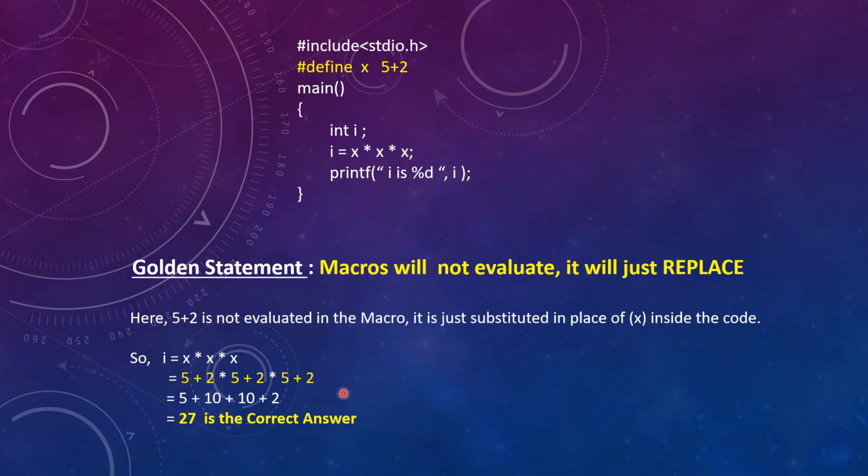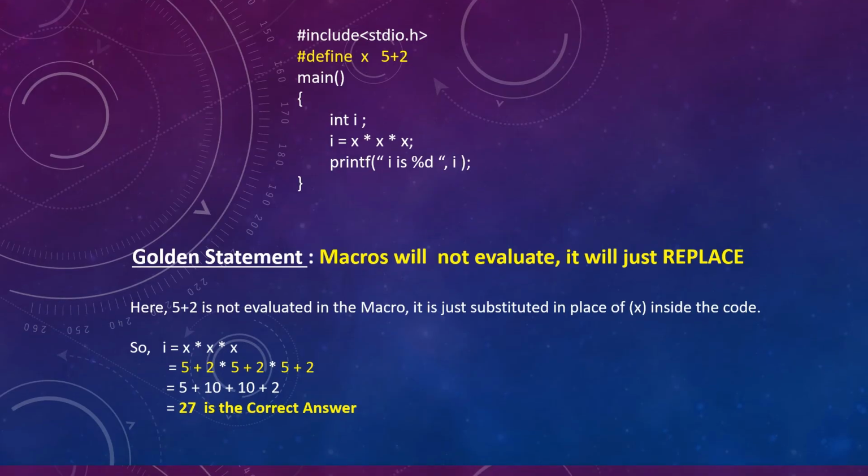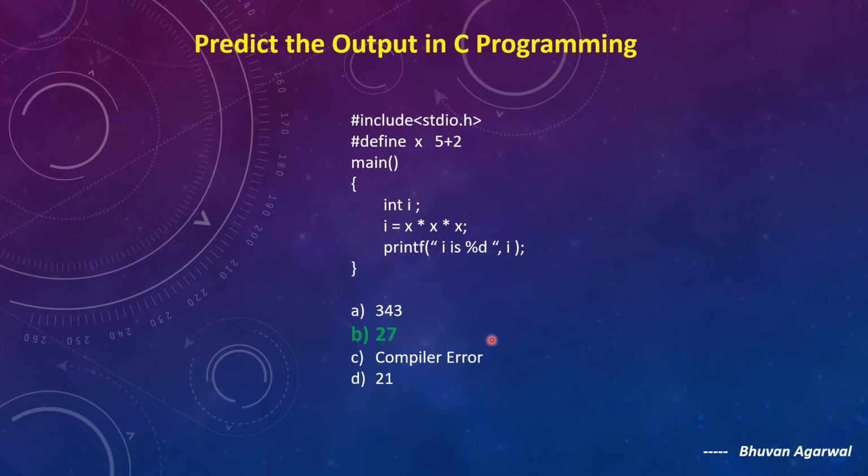Now as we know by the basics of C language, the multiplication operator has higher precedence than the addition operator, right? So you need to calculate the multiplication operators first. So 2 into 5 is nothing but 10, and 10. Then 5 plus 10 plus 10 plus 2 is nothing but 27, which is the correct answer. So 27 is the correct answer.